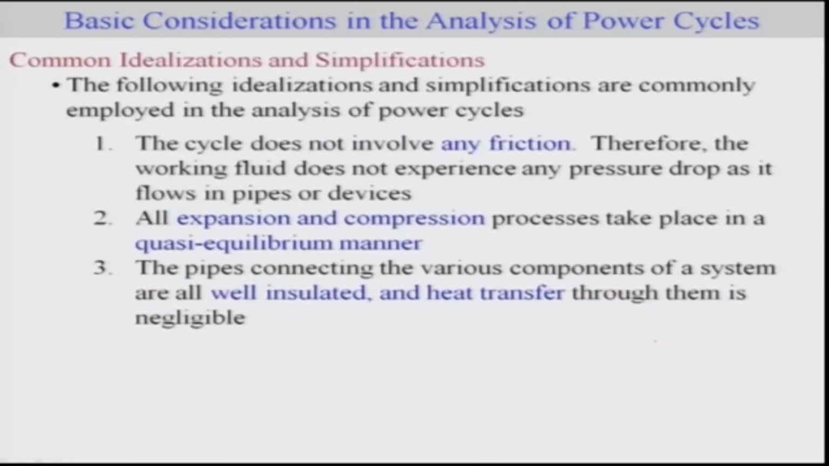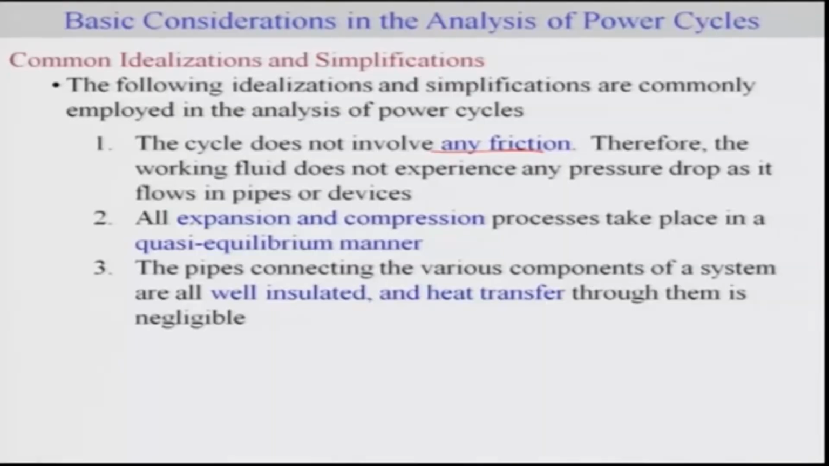So, what are the common idealizations and simplifications in the analysis of power cycles? The cycle does not involve any friction, which essentially means there is no pressure drop through any pipe or devices. All expansion and compression processes are taken in a quasi-equilibrium manner, which essentially means that all the processes are internally reversible. We will be considering all devices insulated, or in other words, that the pipes connecting the different components of the systems are well insulated or heat transfer through them is negligible. So this will make our analysis very simple.